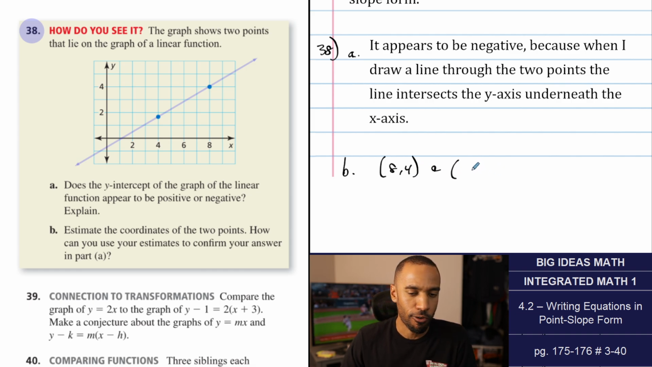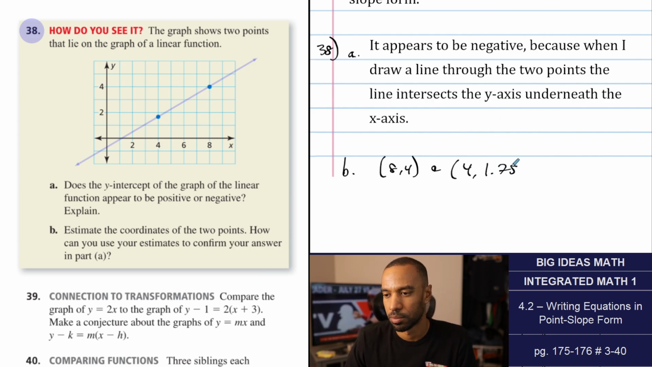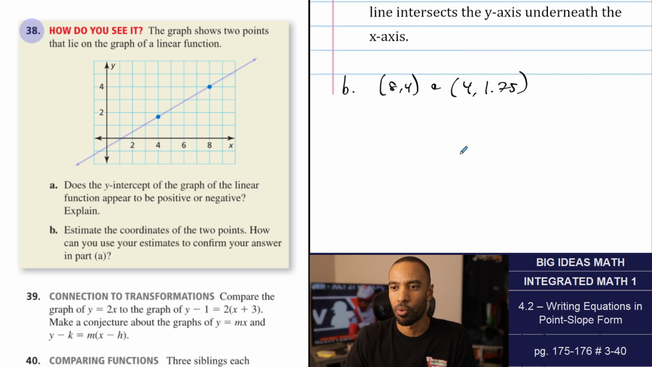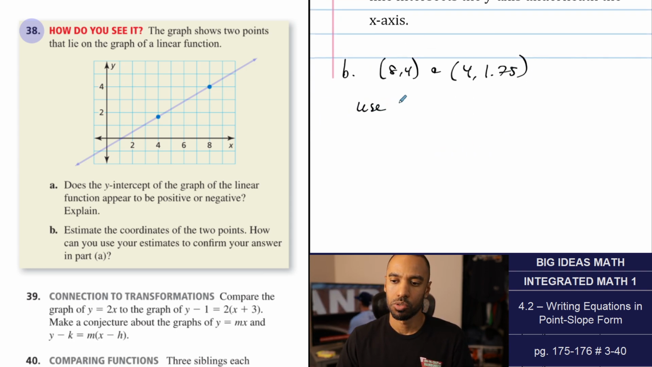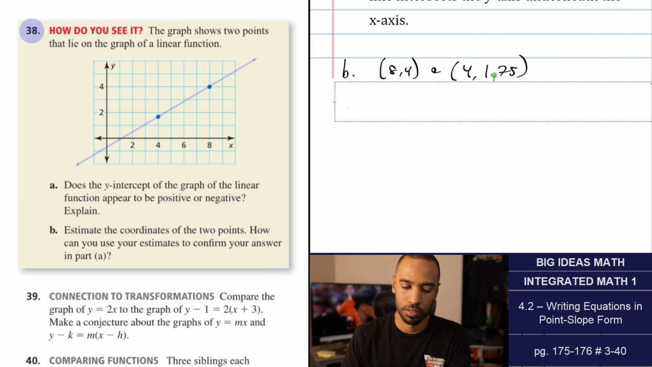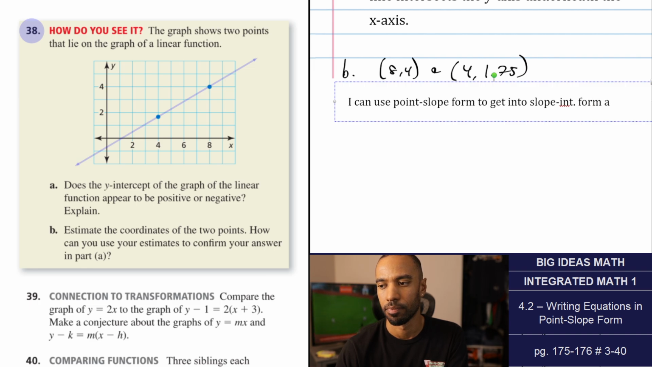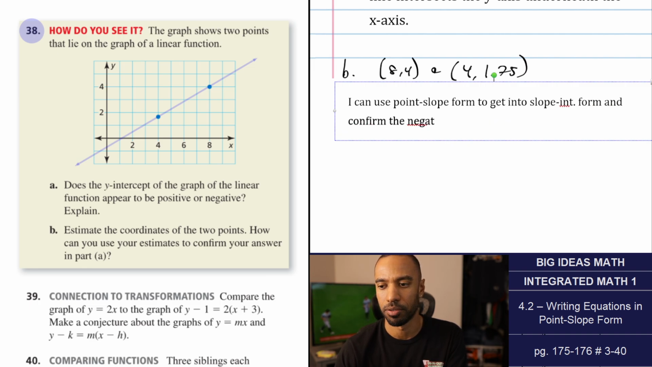And let's see, 4, 1.75. I can use point slope form to confirm. Well, let me type it. I can do what we've been doing. I can use point slope form to get into slope-intercept form and confirm the negative y value.